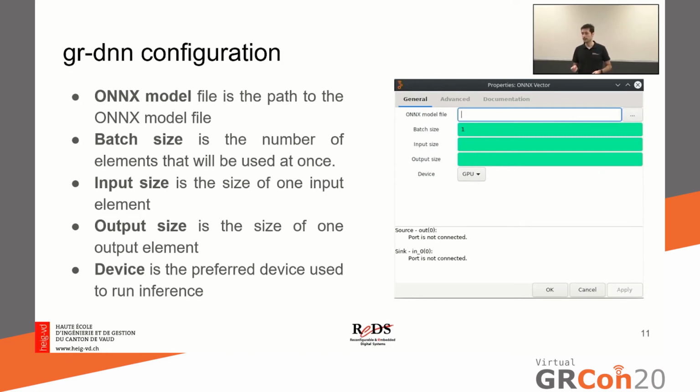Then you have to define the input size of one input flattened element, and the same for the output. The output size is the size of one single flattened output element. We will explain it later with an example. And then you can choose the device that will be used for inference among the devices supported by the ONNX Runtime installation that you have.